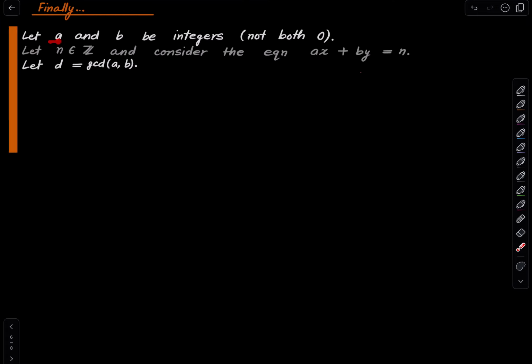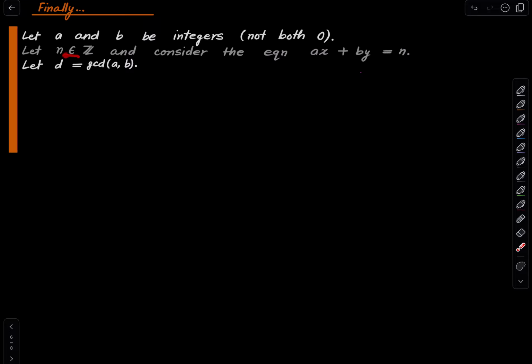Suppose a and b are integers, not both 0, and n is some integer, and consider this equation, ax plus by equals n. We want to ask if one can solve this, and if one can, what are all the solutions? Can we characterize the solutions?